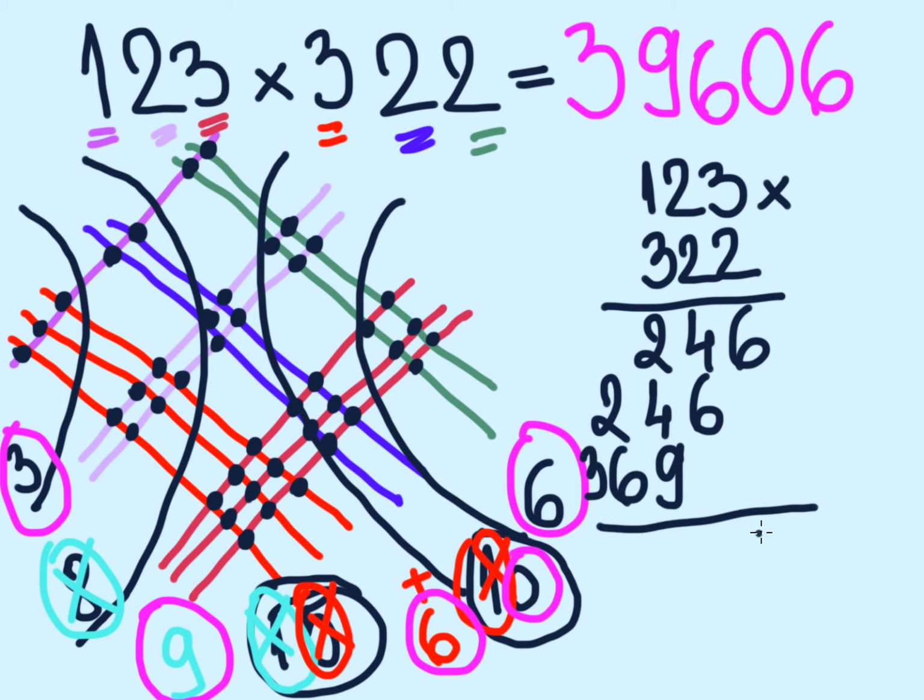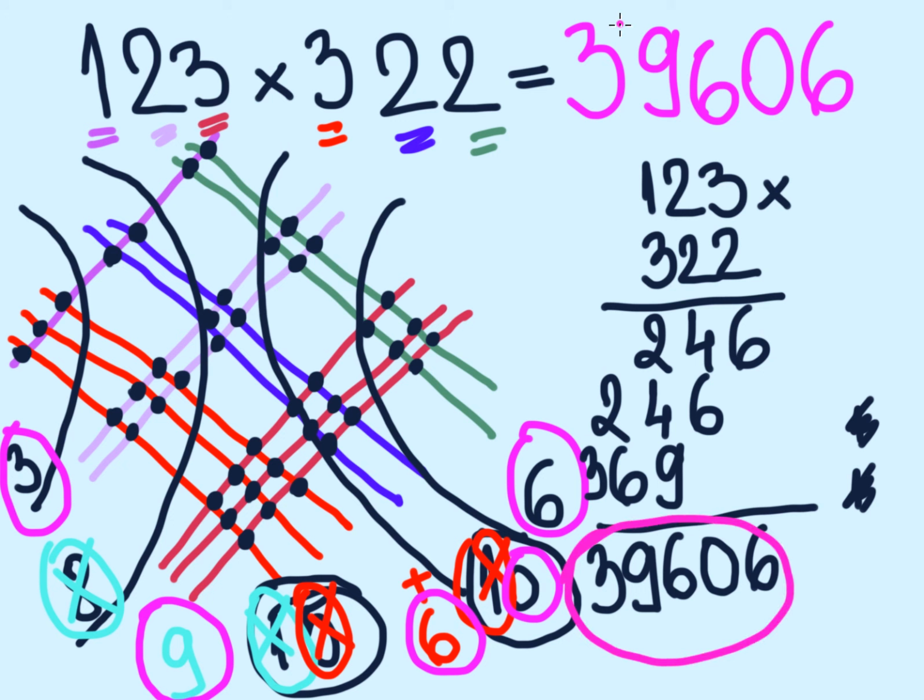Okay? I have 6. 4 plus 6, 10. We write 0 down, we keep 1. 2 plus 1, 3, plus 4, 7, plus 9, 16. We keep 1, we write 6. And then 2 plus 1, 3, plus 6, 9, 3. Can you see that? So we'll have 39606. That's a wonderful approach to take. Good luck.